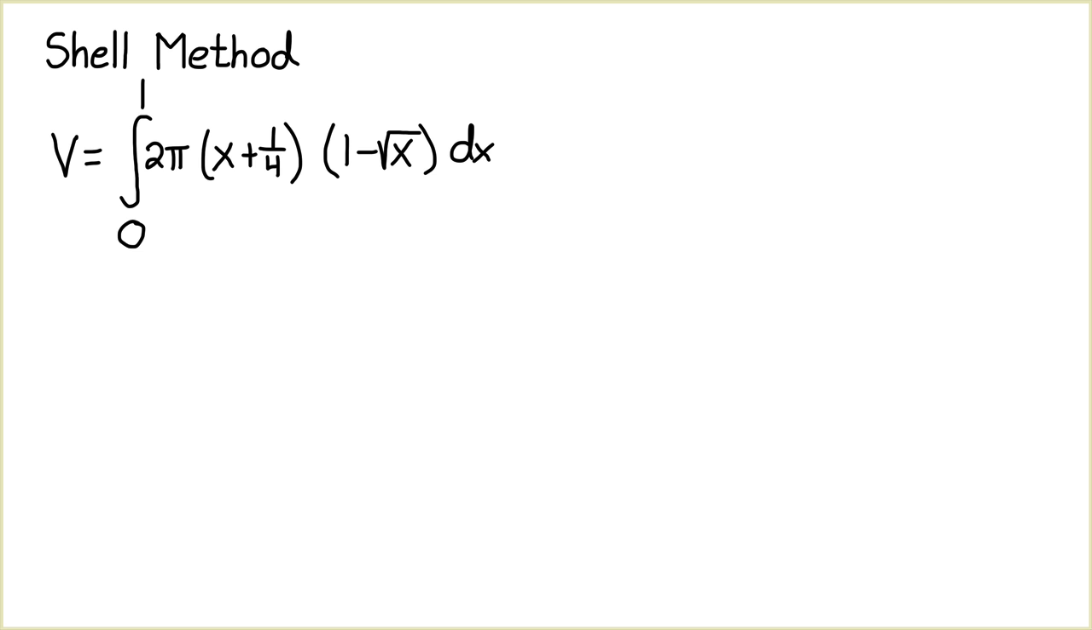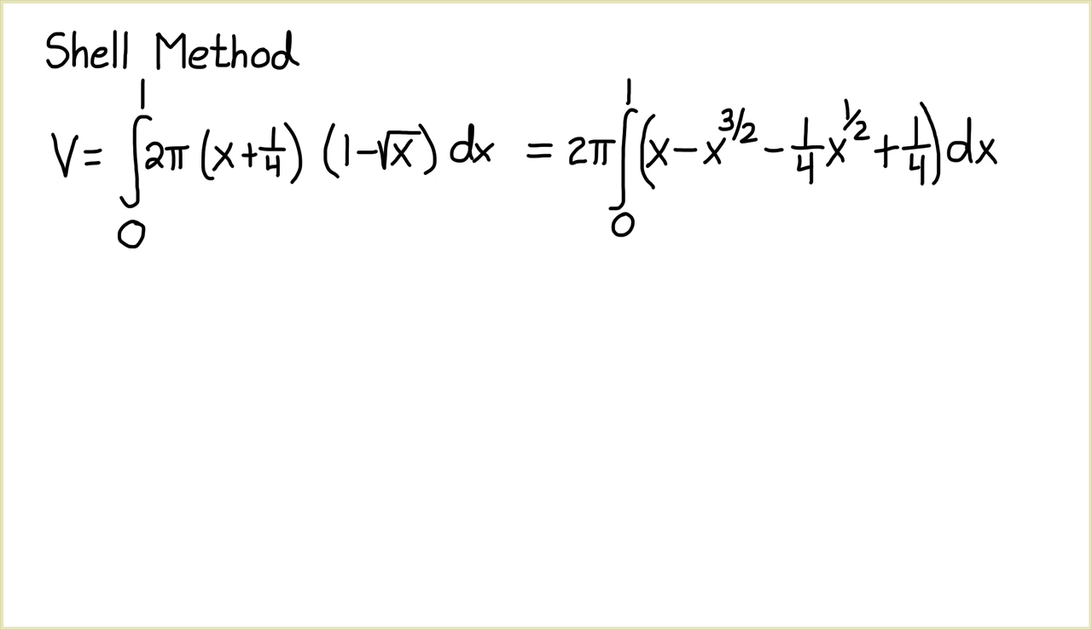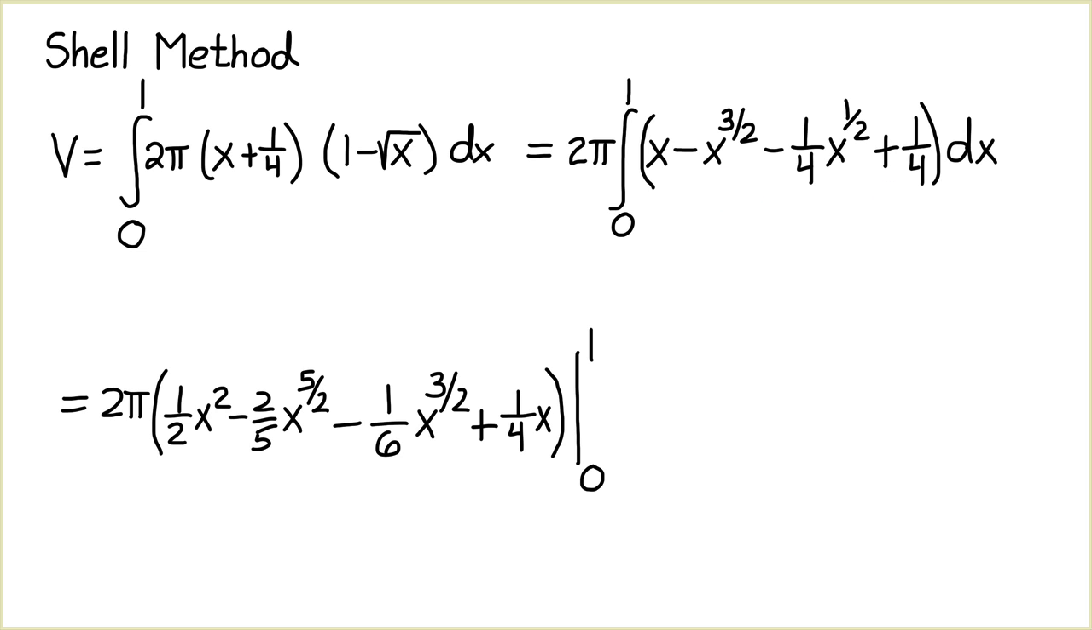Therefore, volume is equal to the integral from 0 to 1 of 2 pi times x plus 1/4 times 1 minus the square root of x. If we move the constant 2 pi outside the integral and expand the remaining terms, we have 2 pi times the integral from 0 to 1 of x minus x to the 3/2 minus 1/4 x to the 1/2 plus 1/4. An antiderivative of this integrand is 1/2 x squared minus 2/5 x to the 5/2 minus 1/6 x to the 3/2 plus 1/4 x.